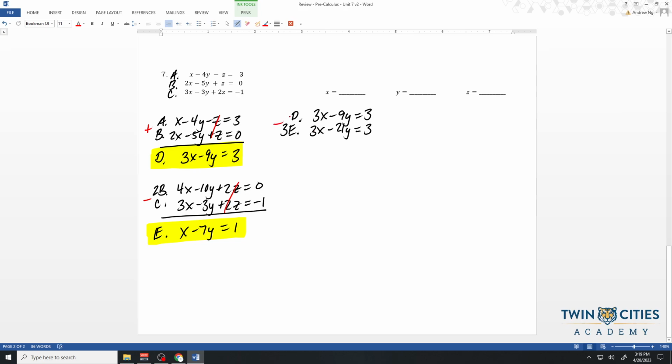Same sign, subtract. X's will subtract out, but so will the 3's over here. So you're left with -9y minus -21y. That's going to be 12y is equal to 0. Now I can go ahead and solve for y. Divide both sides by 12. Of course, 0 divided by anything is 0. So y is going to be equal to 0.